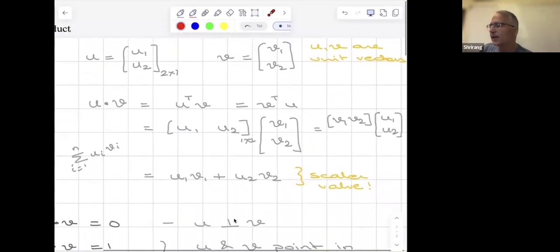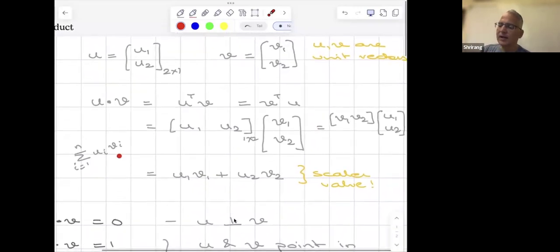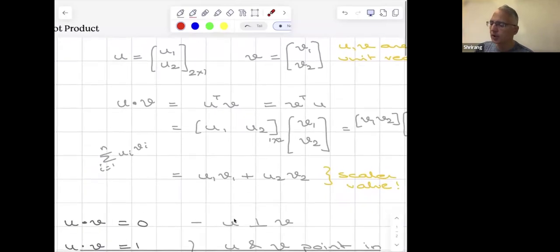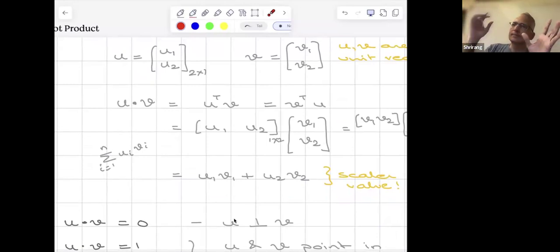Okay. And then of course, because it's UI, VI, I can also say VI into UI, right? So I can also say V transpose U instead of U transpose V. The key thing to note here is that this product, U1 V1 plus U2 V2, gives me a single number. So it's a scalar value, right? Okay, so this is the algebra.